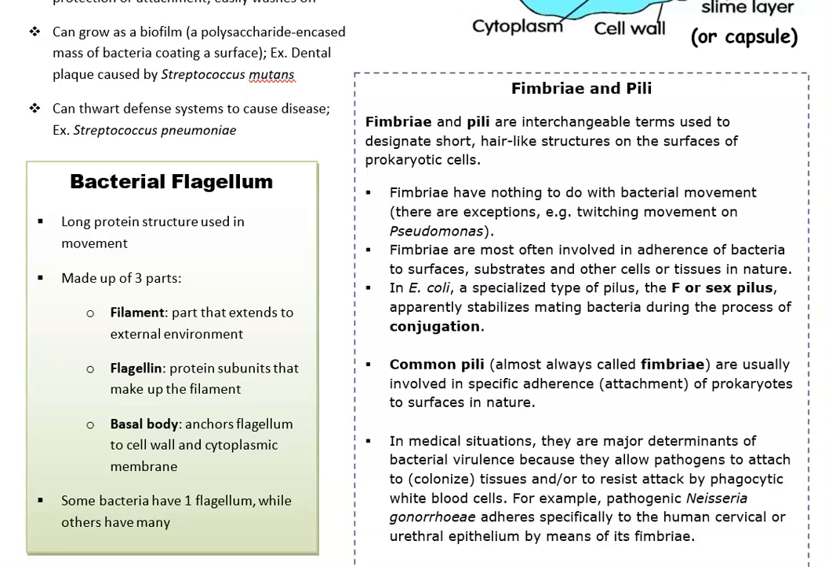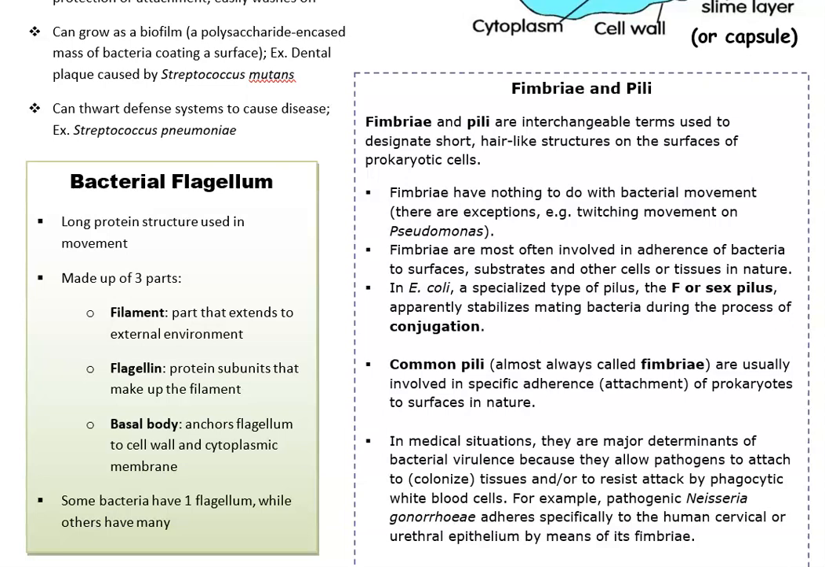Fimbriae and pili are interchangeable terms used to designate short, hair-like structures on the surfaces of prokaryotic cells. Fimbriae have nothing to do with movement. There are exceptions, but fimbriae are most often involved in adherence of bacteria to surfaces, so it allows the bacteria to hold on to something.